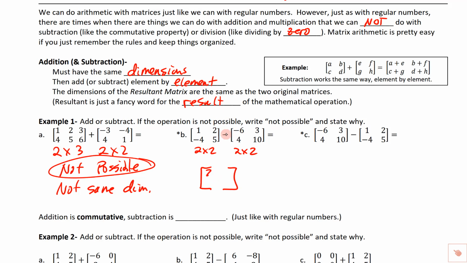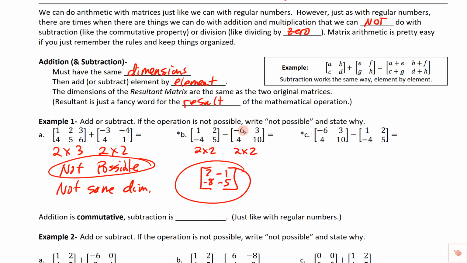This is going to be a 2 minus a 3, so that's going to be a negative 1. This is going to be a negative 4 minus a 4, so that's going to be negative 8. And this is going to be 5 minus a 10, so that's going to be negative 5. That right there is the answer. There is one thing that you could do with this, and this is why there's an asterisk here.